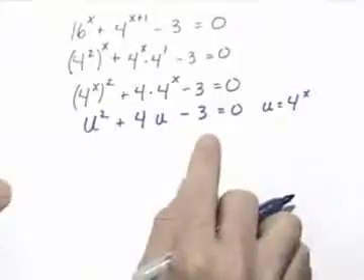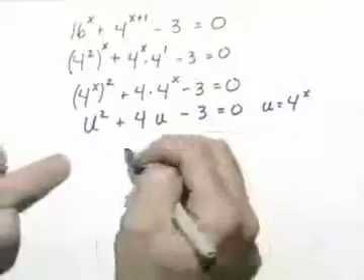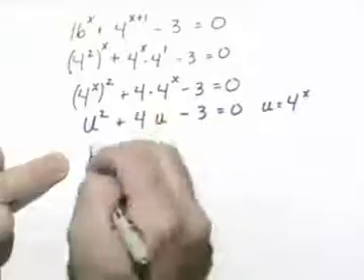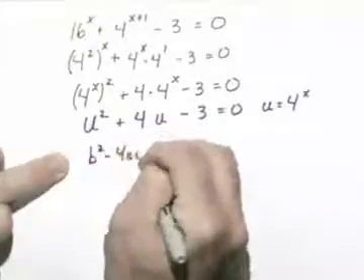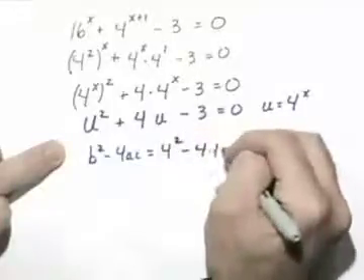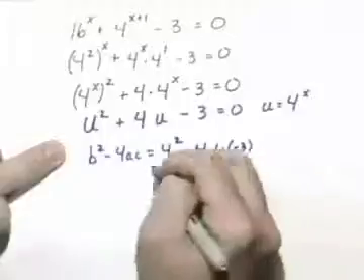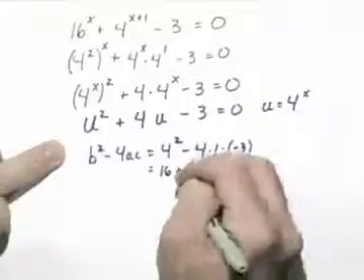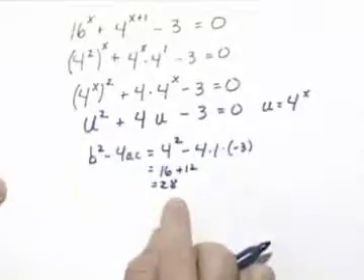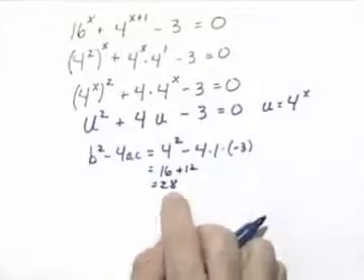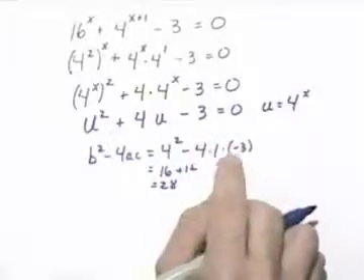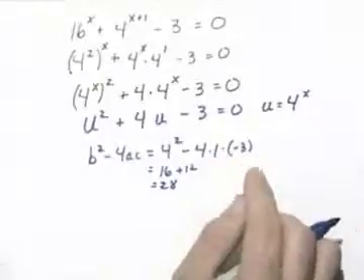So solving this equation for u, let's think about that for a second. If I evaluate b squared minus 4ac here, what's going to happen? I get 4 squared minus 4 times 1 times negative 3, which is 16 plus 12, or 28. So the discriminant is positive, but it's not a perfect square, which means that this can only be solved using the quadratic formula or completing the square. I'll pick the quadratic formula.